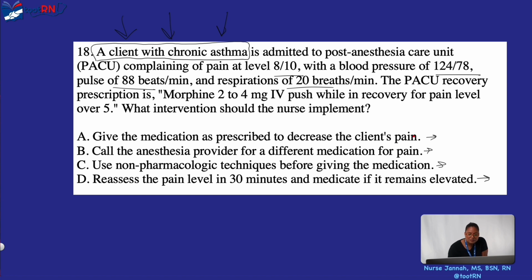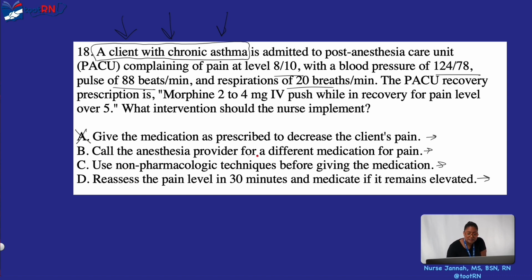So give the medication as prescribed to decrease the client's pain. Yeah, but like, what's the deal that they talked about asthma? We have to think about that. What does that have to do with giving them medication? Oh, are we remembering? Yeah. Morphine is a histamine-releasing opiate. And so somebody who has chronic asthma, this can cause them to have a histamine reaction and an airway reaction, bronchospasm, and wheeze, and they can have an asthma attack, right? And that's not good. We don't want that to happen. So let's not give them the morphine. We don't want that outcome.